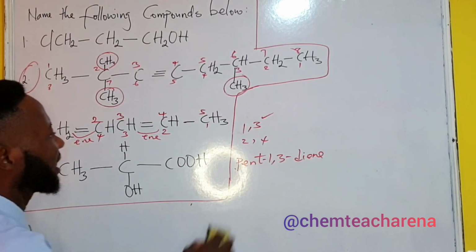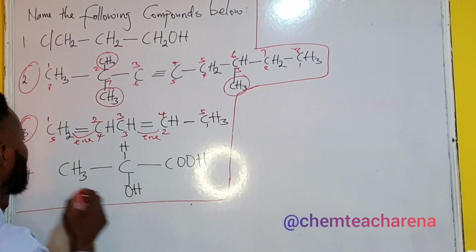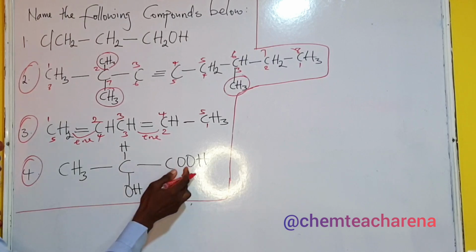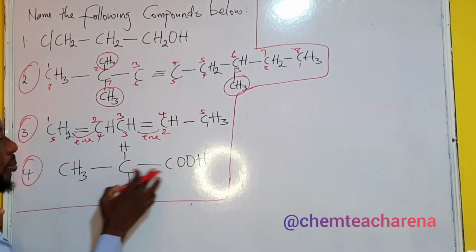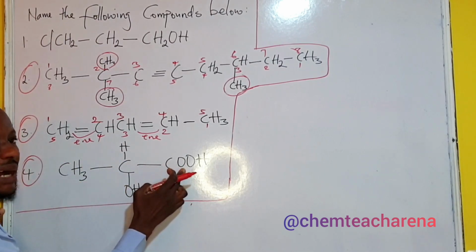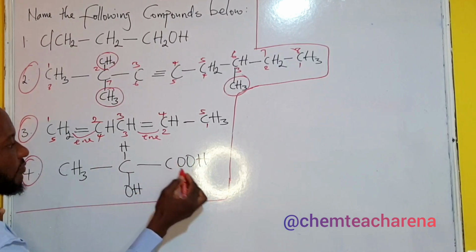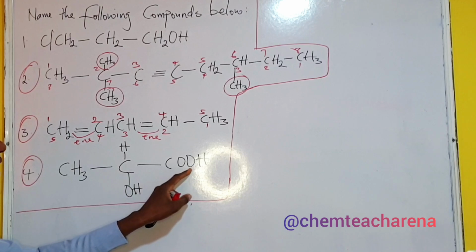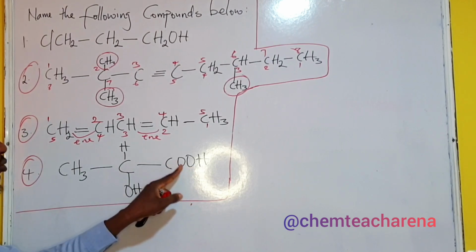Then we now look at the last one, which is number 4. What do we have here? This is number 4. Let me name the rest. Now, preference goes to this because this is 1 2 3. This is methane, ethane, propane. This is propanoic acid. This is propane 1 2 3, oic. You know this one is a carboxylic acid. So since we have the highest functional group here, COOH, which is carboxylic acid, we give preference to this.